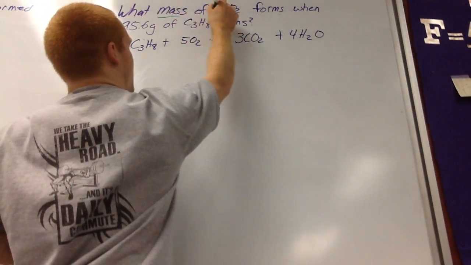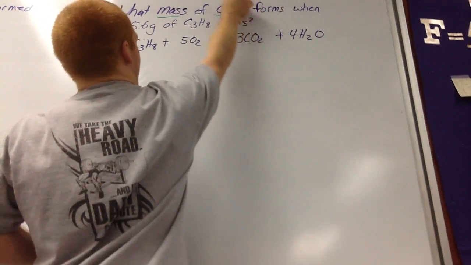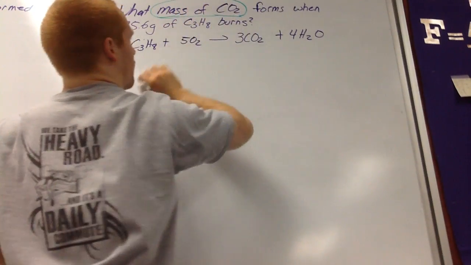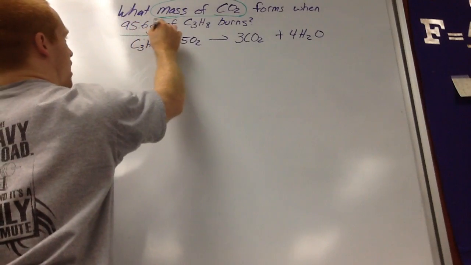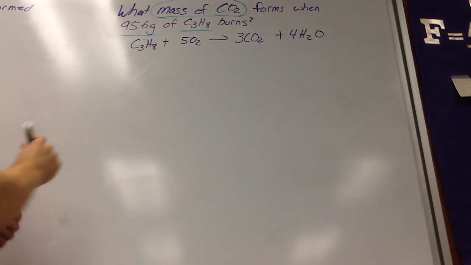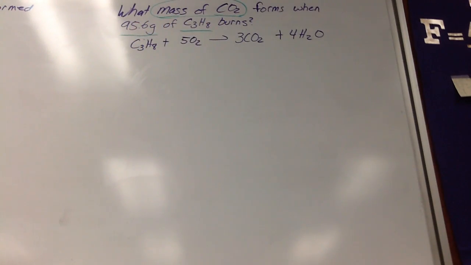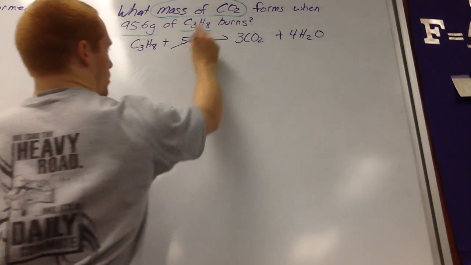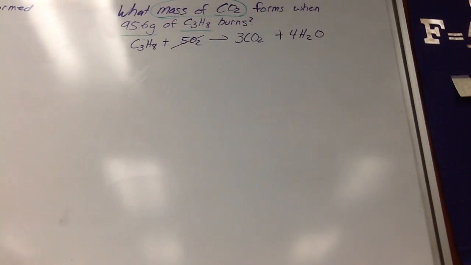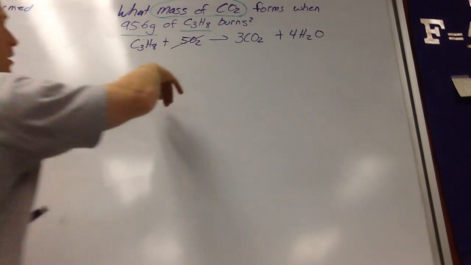It's asking about the mass of carbon dioxide, so that's actually what we're solving for. And we're going to start with 95.6 grams of C3H8. So nowhere does it talk about oxygen. Notice I wrote the question in purple. The only reason I'm doing this in purple is because I don't like to mix markers, because it messes them up. So it never talks about oxygen, so I'm crossing it out.